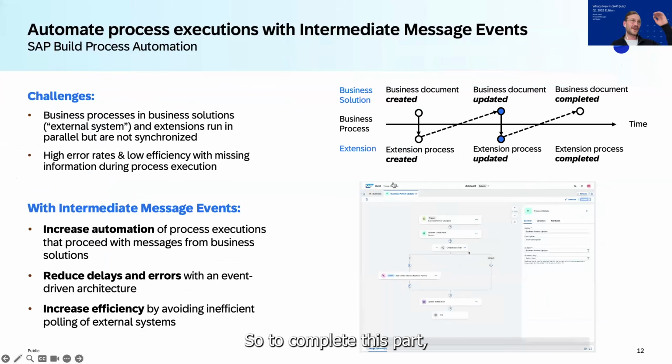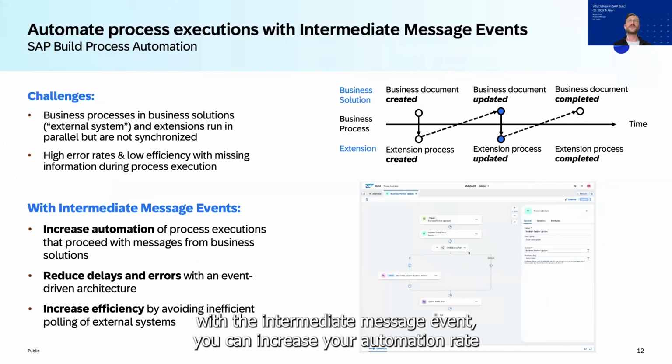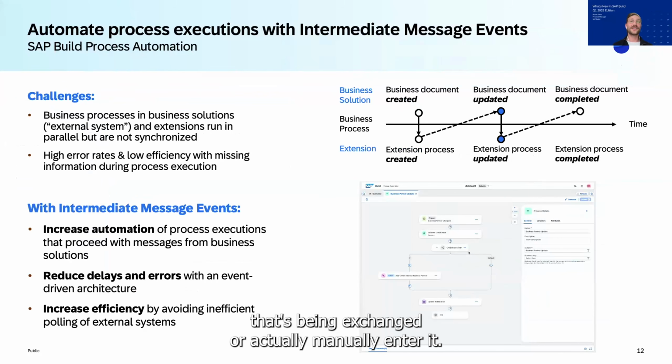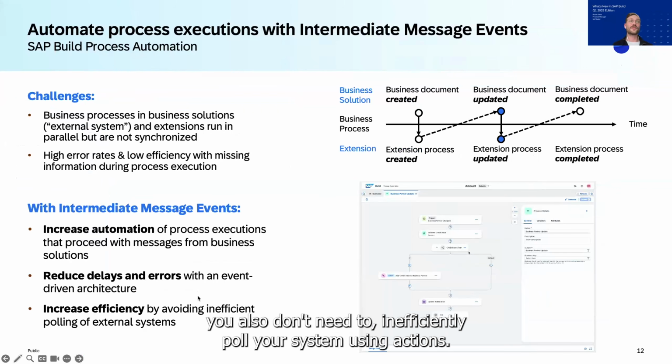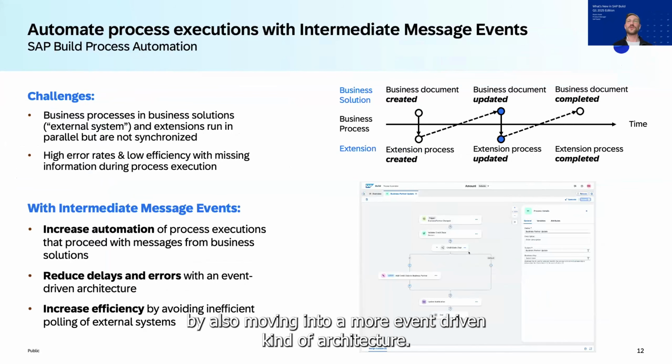So to complete this part, what additional benefits do we get with intermediate message events? As already mentioned, with the intermediate message event, you can increase your automation rate because there's less need for humans to check the information that's being exchanged or manually enter it. You don't need multiple processes, and you also don't need to inefficiently poll your system using actions. And with this, you can gain much more efficiency by moving into a more event-driven kind of architecture.